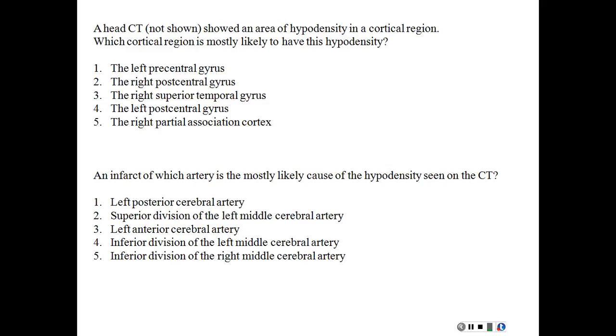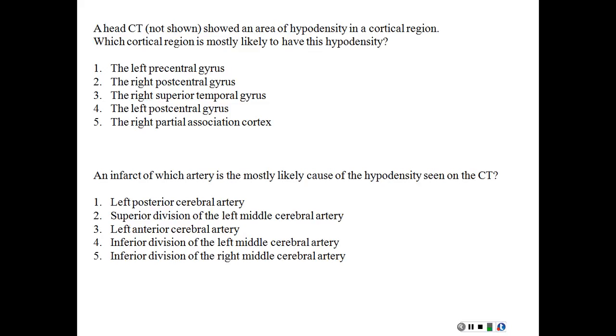And we know that the middle cerebral artery has these superficial superior and superficial inferior branches. Superior going up and over the frontal cortex and the parietal cortex, and inferior going down over the temporal lobe. So we're looking for the word left, we're looking for the words middle cerebral, and then we have to think if there are some other things. So left posterior cerebral, no. The superior division of the left middle, it could be. Left anterior, no. Inferior division of left, okay.